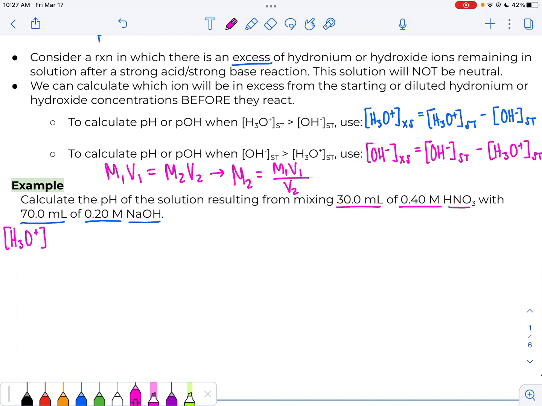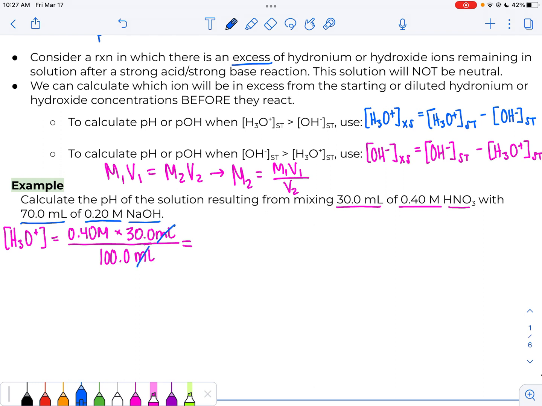We've got a strong acid and a strong base, so they're going to completely dissociate. So we know the concentration of our hydronium is equal to the concentration of the acid before we mix. So we're going to start out with 0.40 molar. Let me put it in our traditional format. So here's our M1. We're multiplying this by our V1. Our original volume is 30 milliliters. Once we mix these two solutions together, we have 30 milliliters of one thing, 70 milliliters of the other. So our final volume is 100 milliliters.